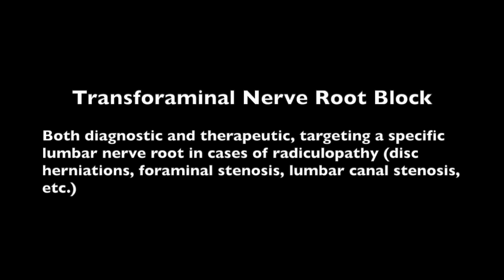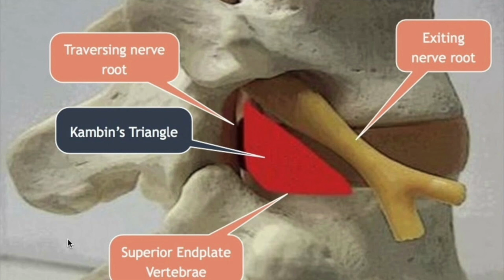This procedure serves both diagnostic and therapeutic purposes, allowing precise delivery of medication to the affected lumbar nerve root. It is commonly used in cases of lumbar disc herniation, foraminal stenosis, etc. The target area for drug delivery is the Kambin's triangle, a safe anatomical corridor bounded by the superior end plate of the inferior vertebra, the superior articular facet, and the exiting nerve root.